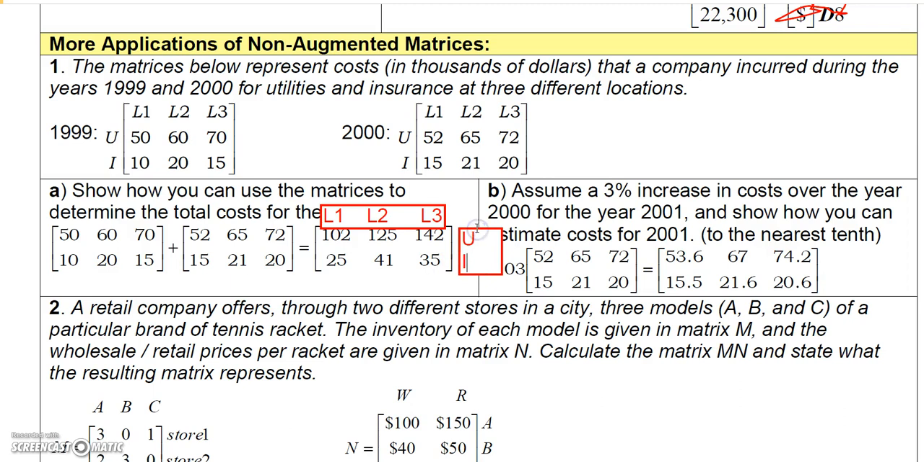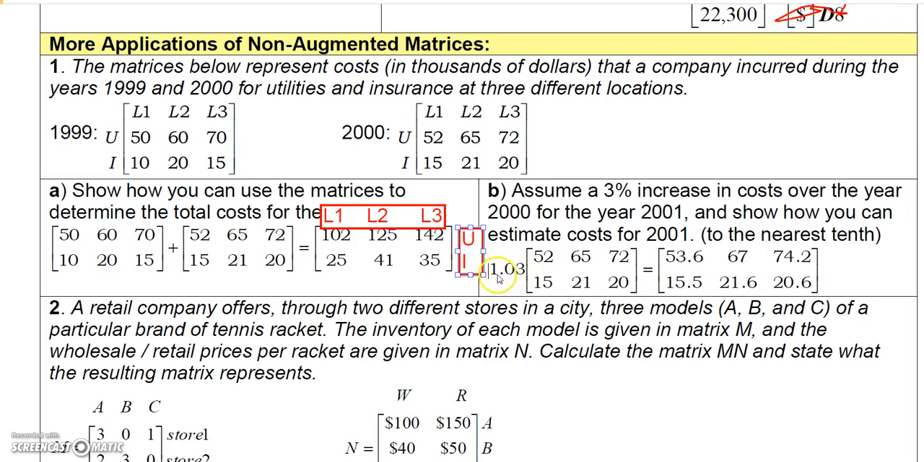Okay, now the next question asks you to assume a 3% increase in costs over the year 2000 for the year 2001, and show how you can estimate the cost for 2001. Well, anytime you want to increase something by 3%, all you have to do is take 103% of something.